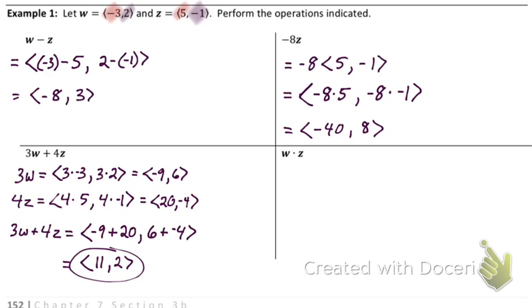Last thing is w times z. Well, it looks like w times z, but it really is just the dot product. And the dot product is going to equal basically the x values multiplied. So that's that negative 3 and that 5. So it's going to be negative 3 times 5 plus our y values being multiplied, which is 2, times a negative 1. Well, that's going to equal negative 15 plus, well, that's actually a negative 2, which is going to come out to being a negative 17.